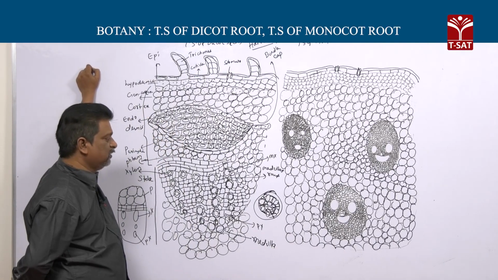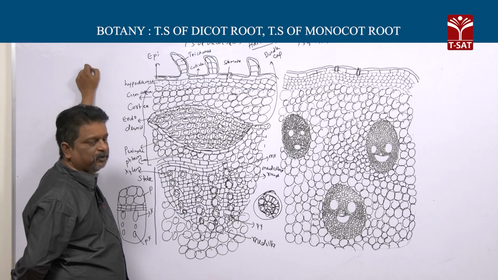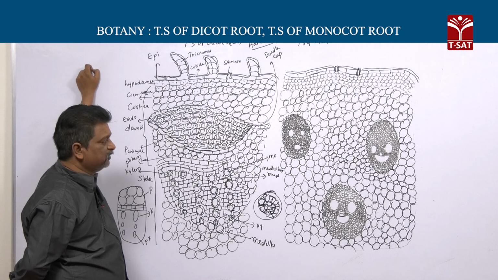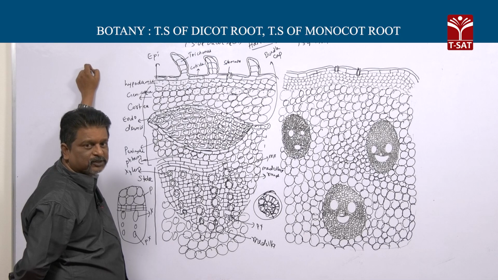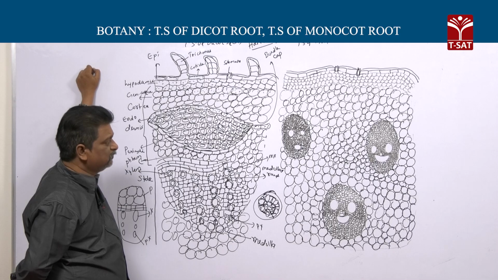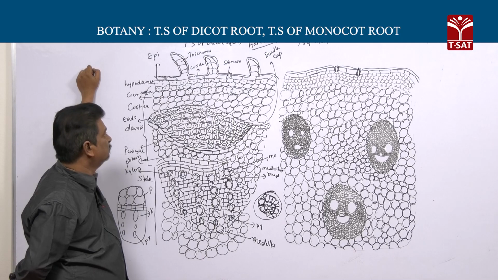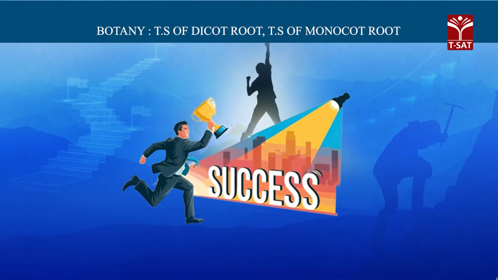That interfascicular cambium is formed from medullary rays by dedifferentiation, so it is secondary. So, one is intrafascicular, which is primary meristem. Second one, interfascicular, which is secondary meristem. This intra and interfascicular cambium join to form the vascular cambium. So, this is the structure of the dicot stem.